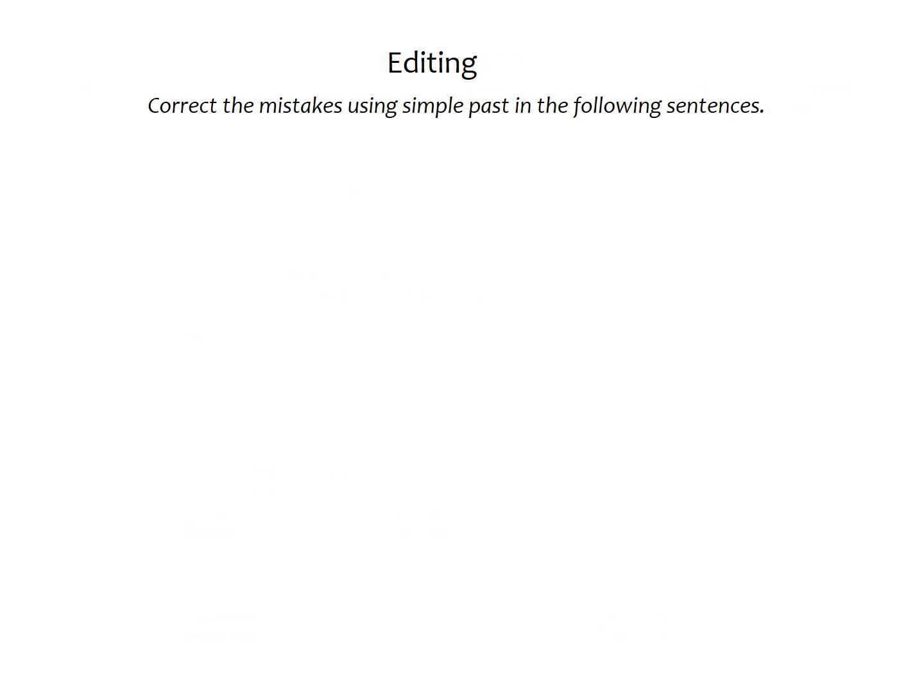Moving on. Now that we have learned a little bit more about how to use the simple past, let's check our knowledge with some editing. Please correct the mistakes using the simple past in the following sentences. We inviting people over last night. We need to say we invited people over last night. The correct ending for simple past is ed. Now the verb invite already ends in e, so just add d in this case.